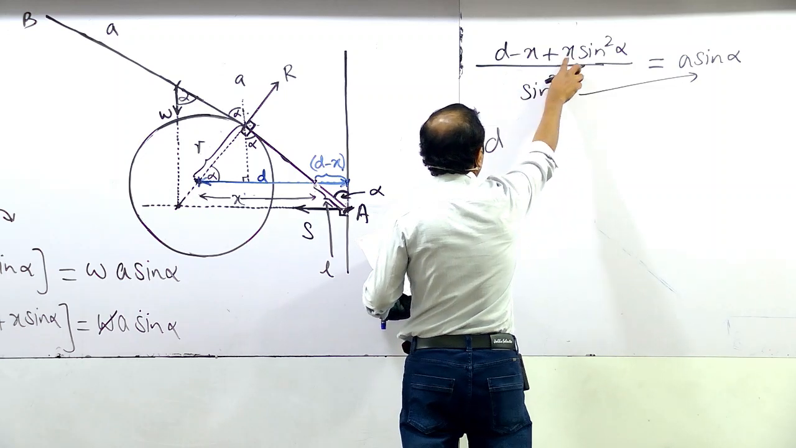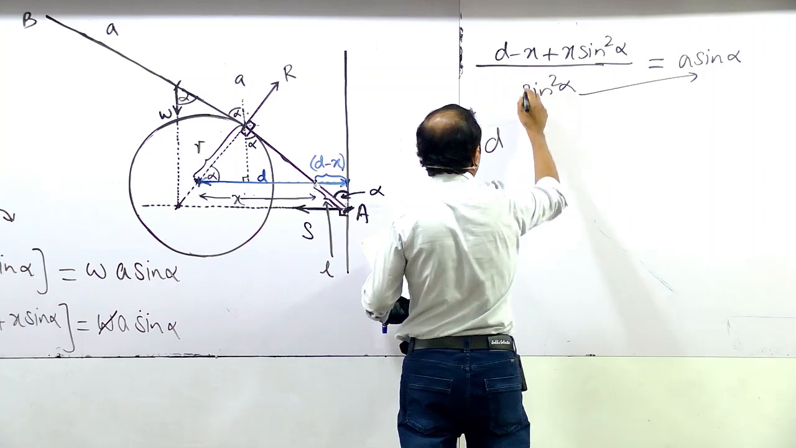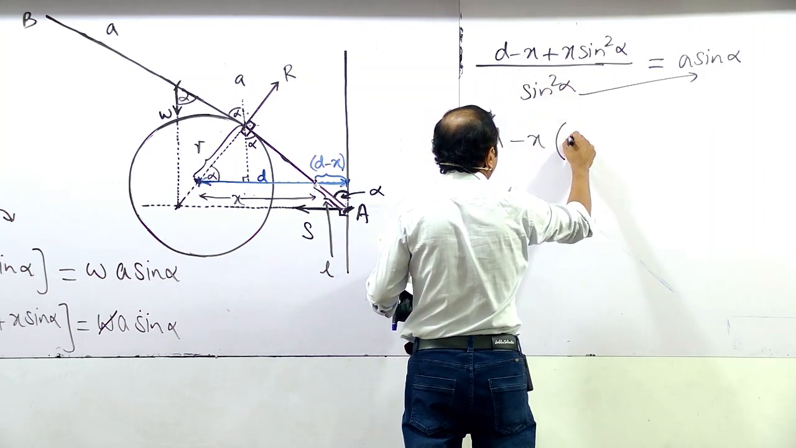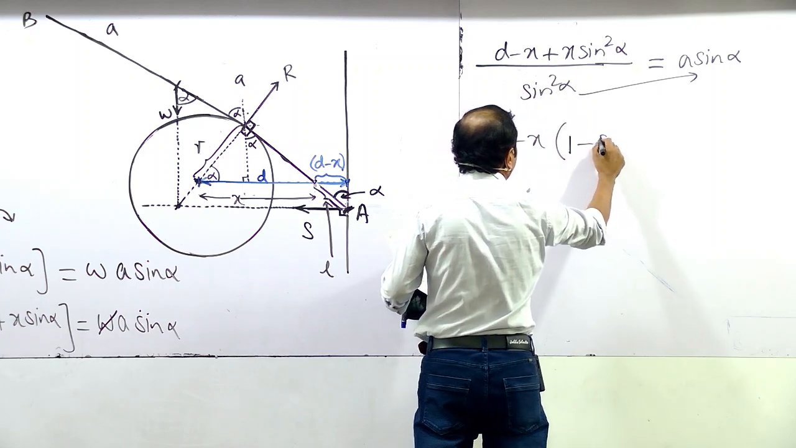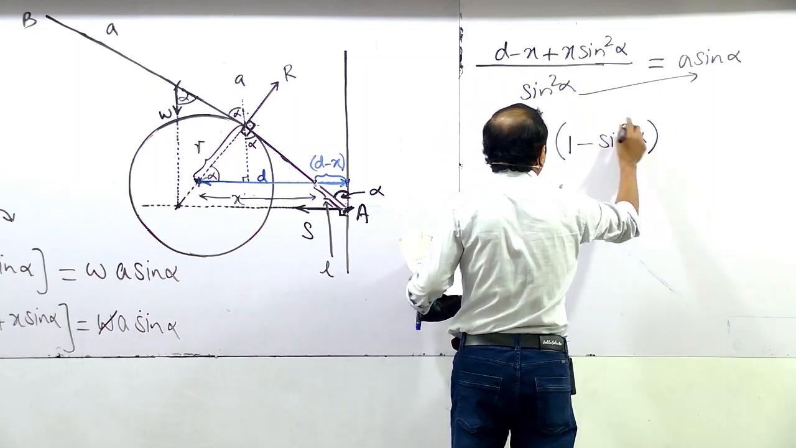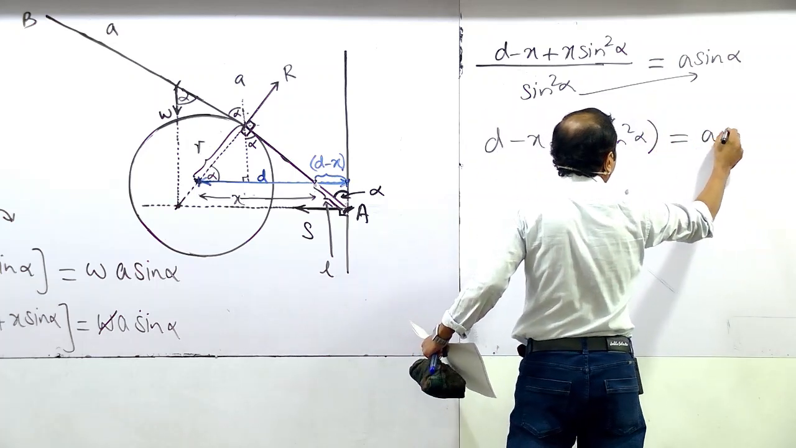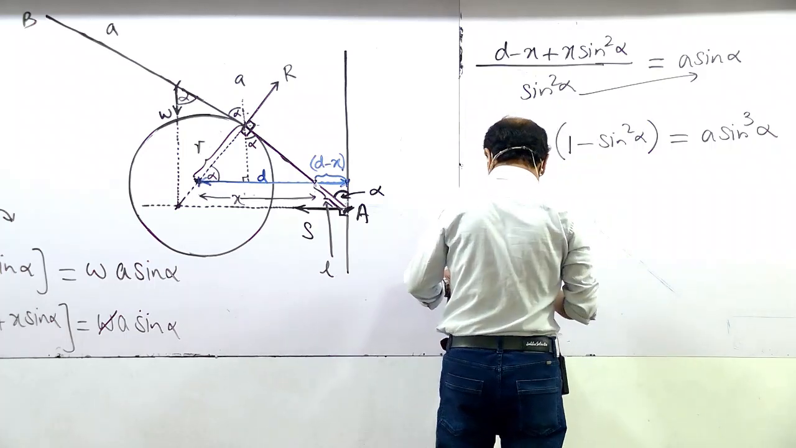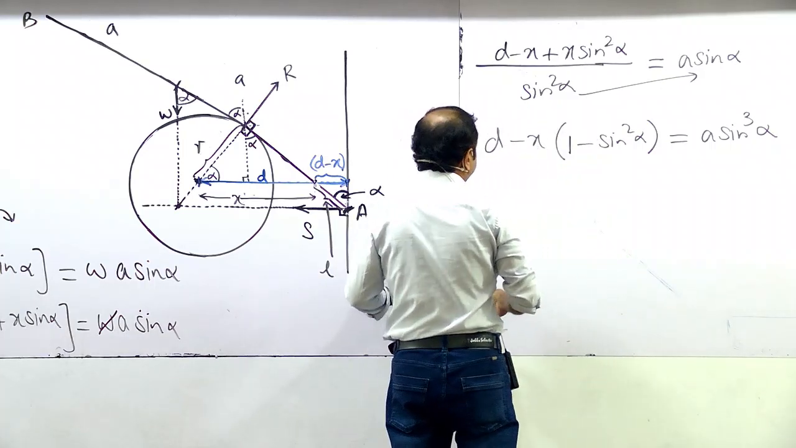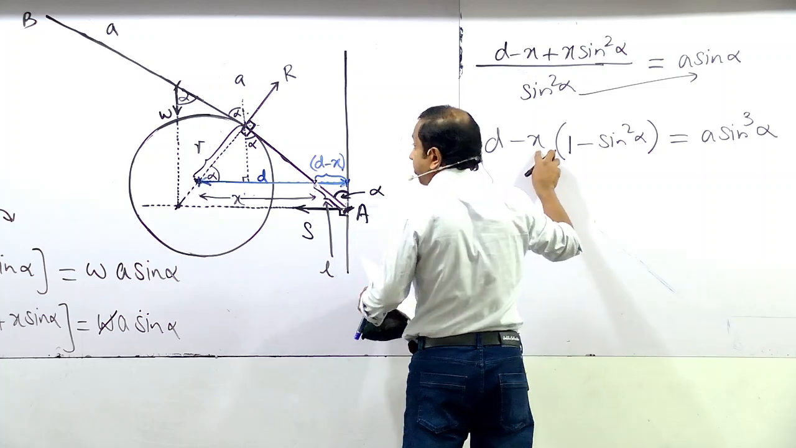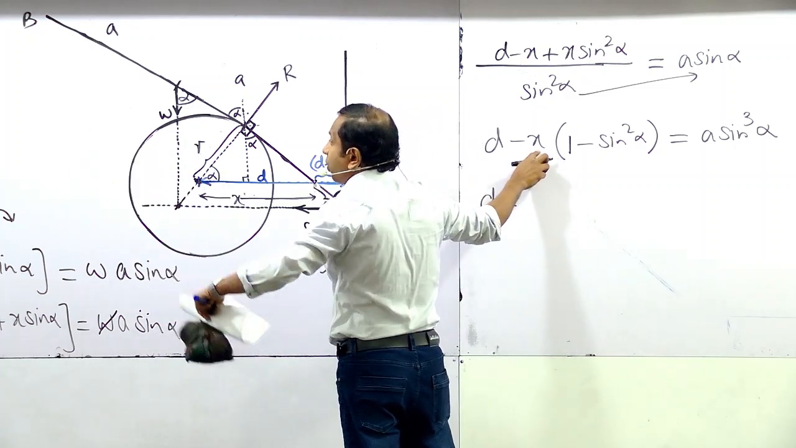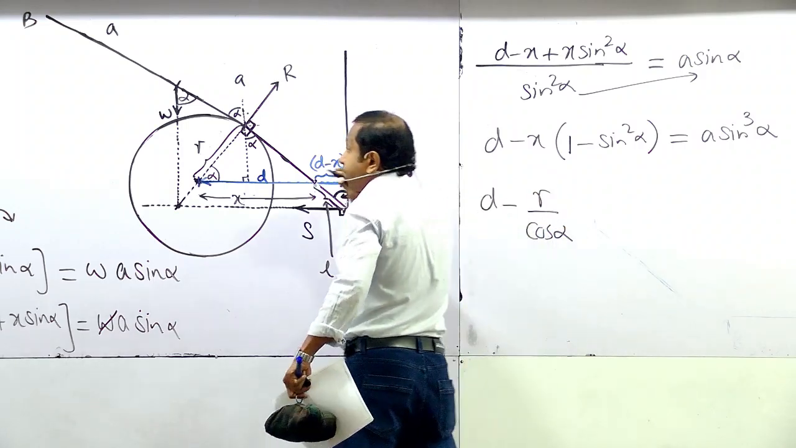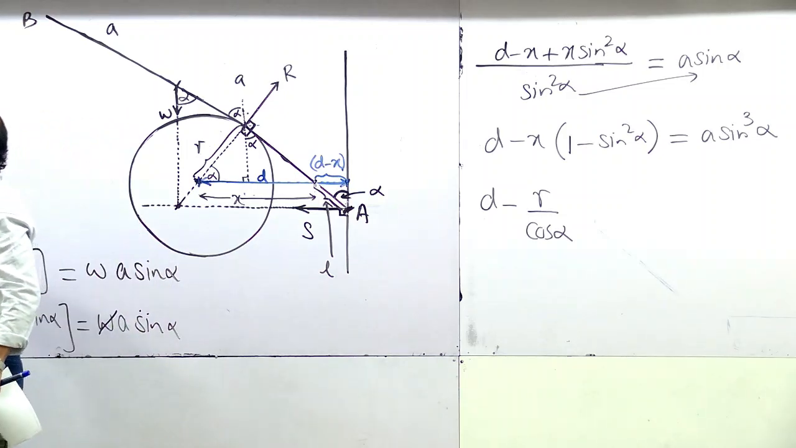Right, people, from here and here, I take minus x out. Minus x I take out. Then here we get 1 minus sin squared alpha. This cross multiplication gives us a sin cube alpha. Here, d minus x. X, people, is r over cos alpha. We found x, r over cos alpha.